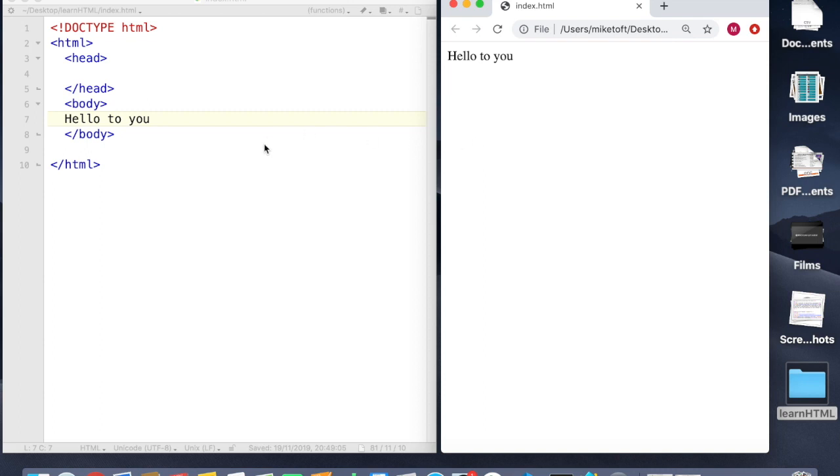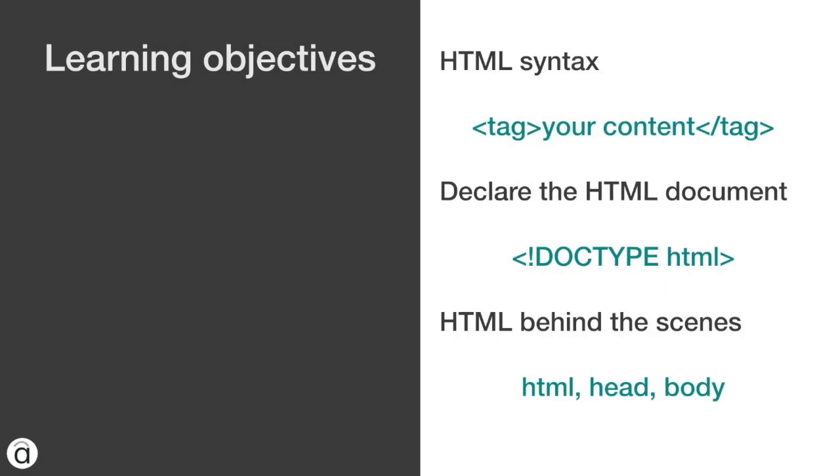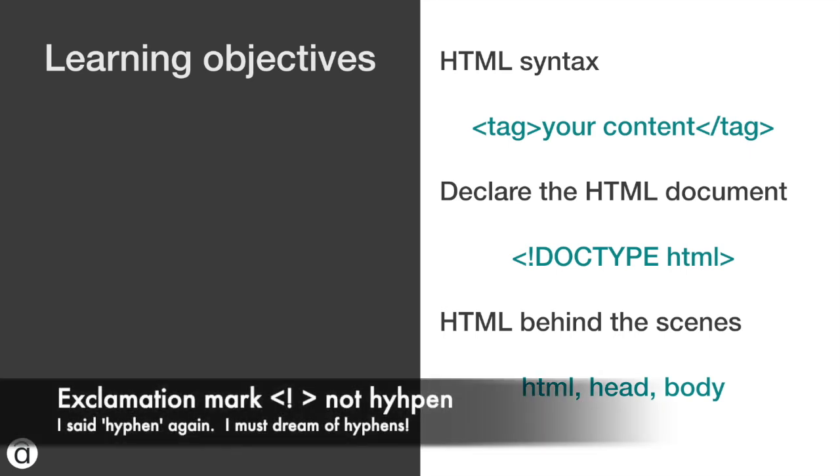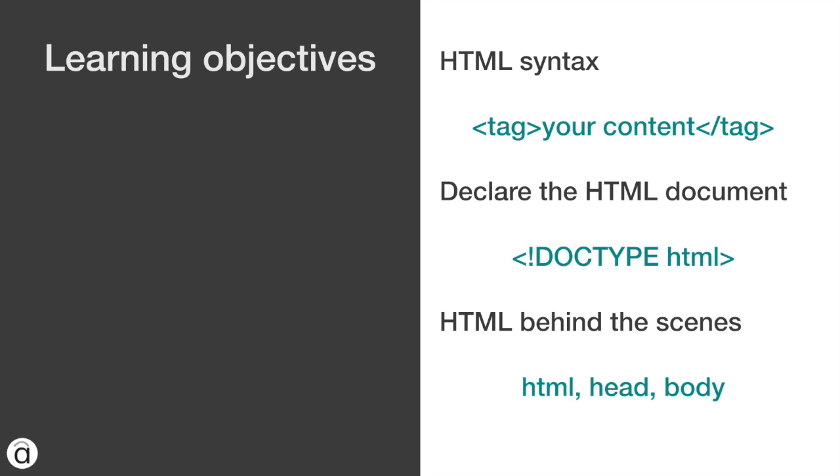Okay, so I hope you enjoyed that. What I'm going to do is just go back to the learning objectives, and the things I wanted you to do is learn some HTML syntax, or understand HTML syntax. So we have an opening tag, the content, and then a closing tag. And the closing tag is pointy brackets, backslash, the name of the tag, and then pointy brackets again. We declare the document as doctype HTML with an exclamation mark before the doctype, and behind the scenes the HTML skeleton has HTML tags and closing tags, and between those the head and then the body.